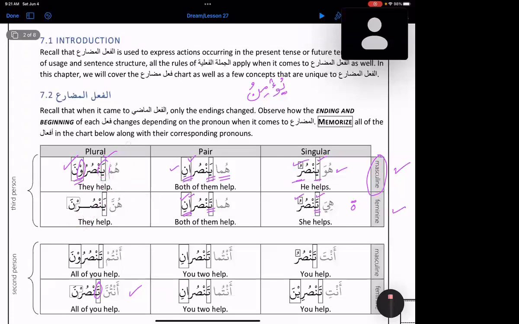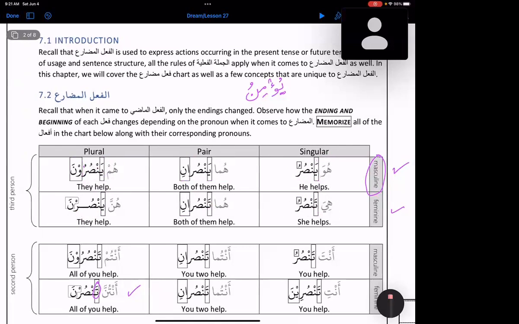Okay, the next word is zahaba yazhabu, right? So let's do it with yazhabu. Can I say? Yeah, go ahead. Zahaba yazhabu. So this time it is taking fatha. The middle root letter is taking fatha this time, okay? So, huwa yazhabu.